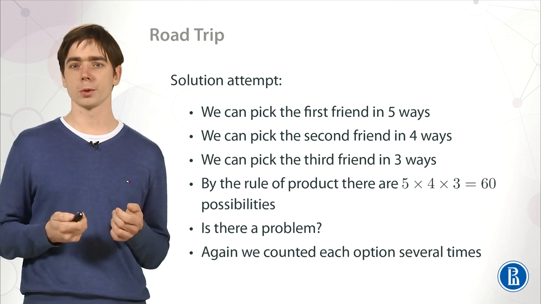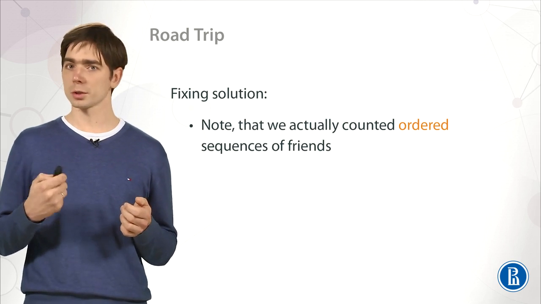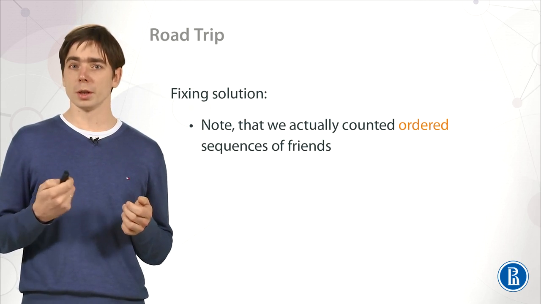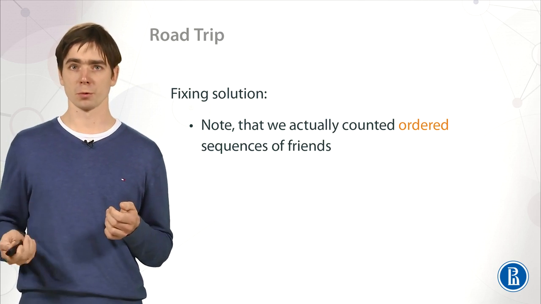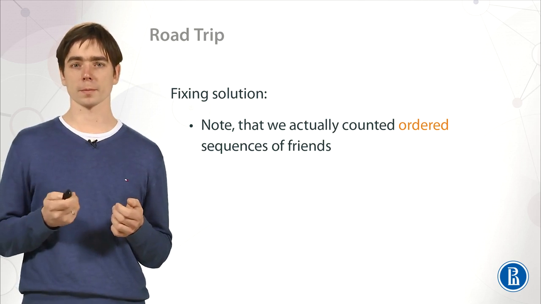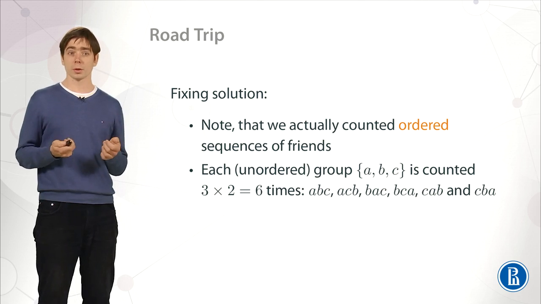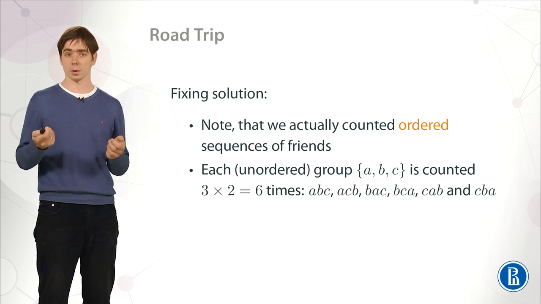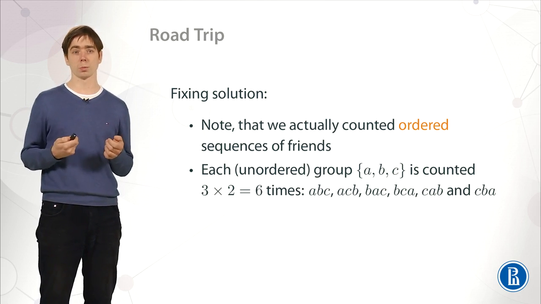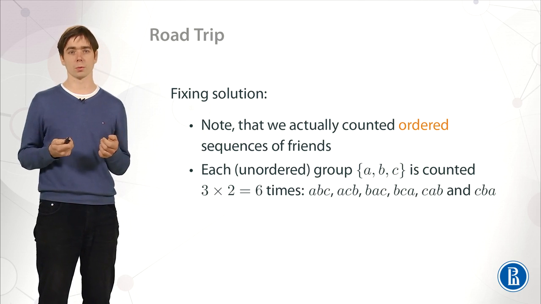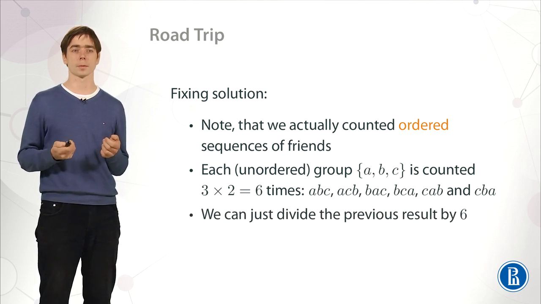Again, observe that we counted the same option several times. Let's try to fix this solution. Note that we actually counted ordered sequences of friends. We picked the first friend, then the second, and then the third one. So it was an ordered sequence. But we actually need an unordered group of friends. And note that each unordered group can be ordered in 6 possible ways. It can be ordered 3 times 2 times 1 ways. And here is the list of all possible orderings of the group consisting of A, B, and C.